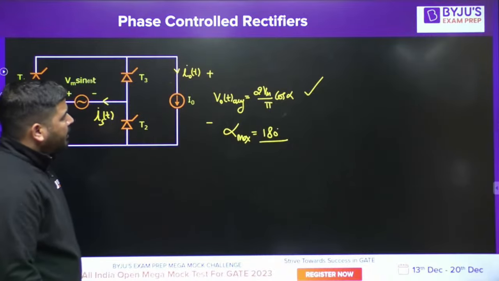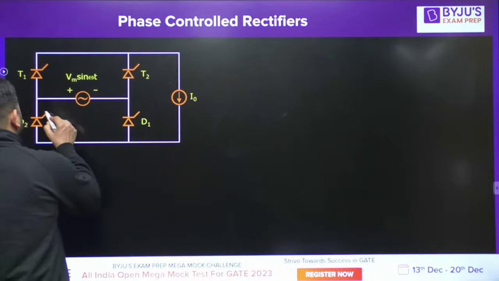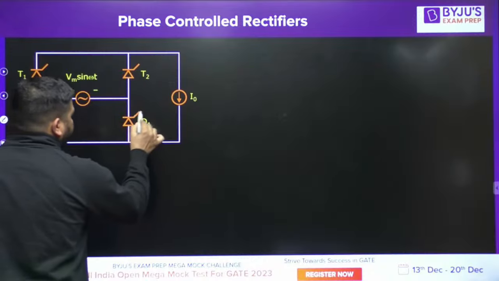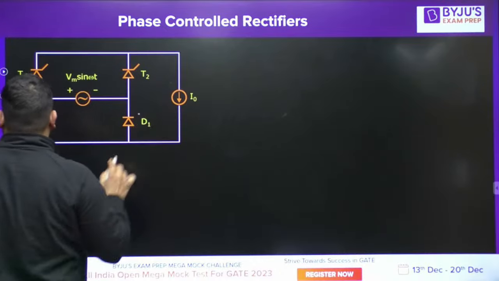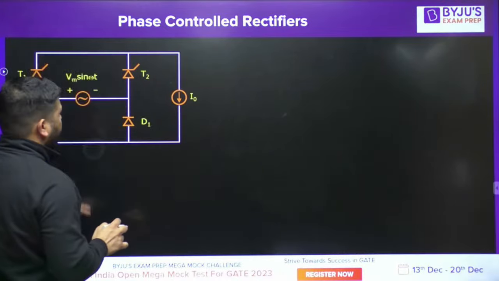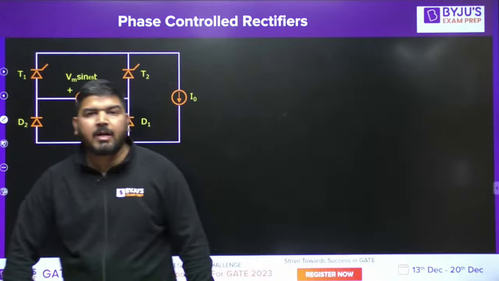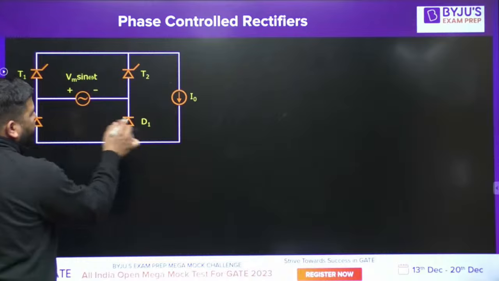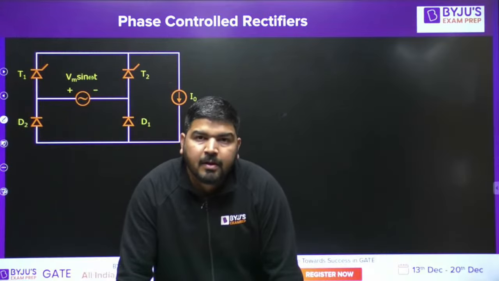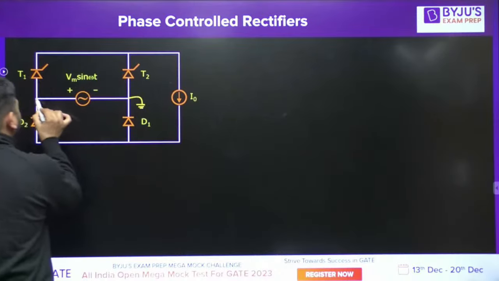Now let's come to the next thing. Now I have this circuit. Let me change it. Let's take it diode. It's a semiconverter. So in case of semiconverter, there will be inbuilt freewheeling action. Now you can see that these diodes D1 and D2 don't require firing. Let's assume that this is 0 and this is VST.